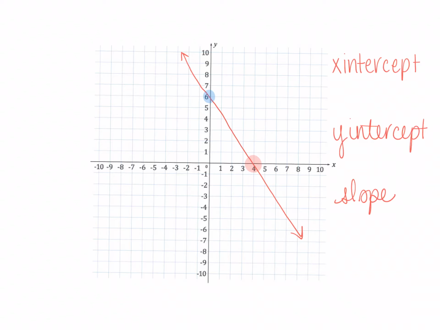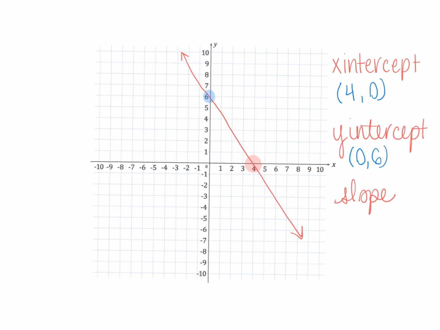So those have coordinates that I can write. If I come back over here to my x-intercept, to get to that point, I've gone over 4, and I haven't gone up or down at all. So this has a coordinate of (4, 0). And if I look at my y-intercept, I've gone up 6, but before I went up 6, I didn't go left or right. So my x value is going to be 0, but my y value is 6. So my y-intercept is going to be (0, 6).